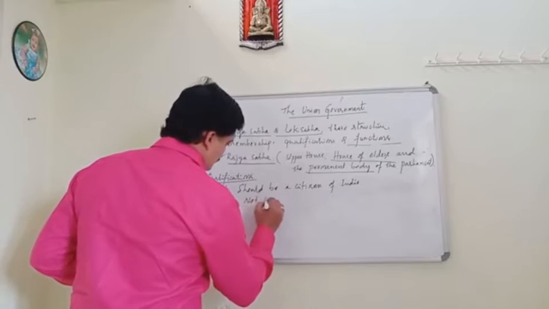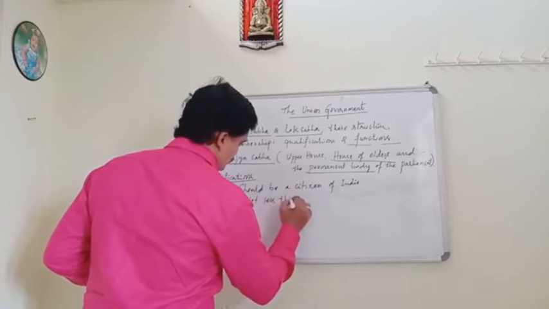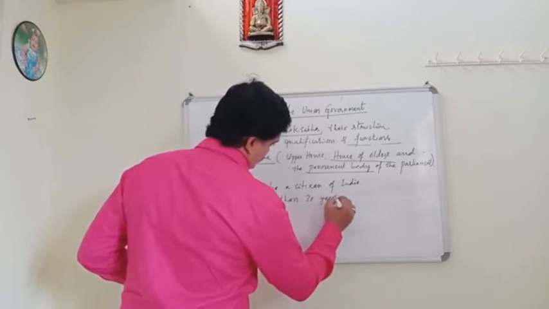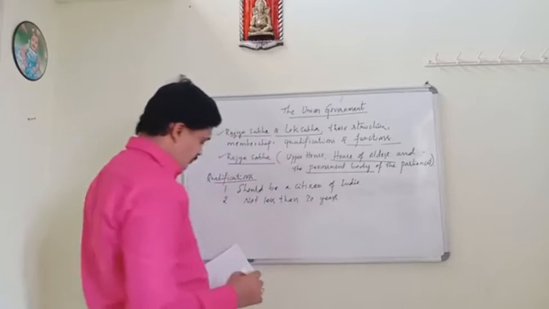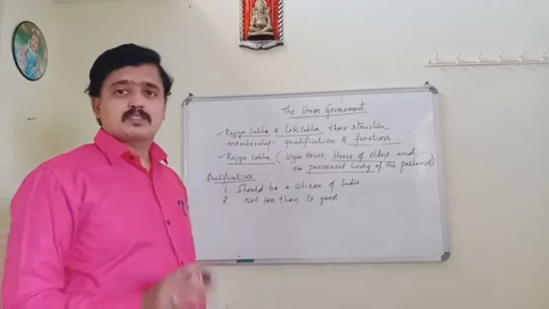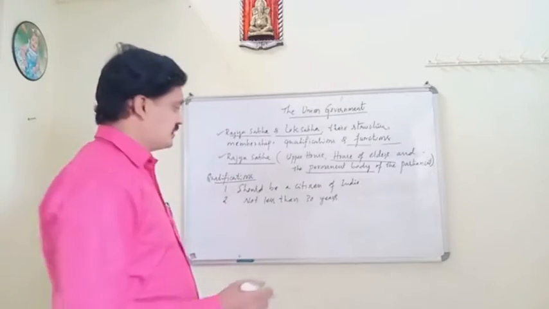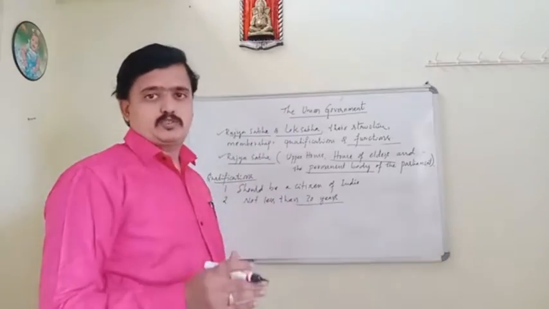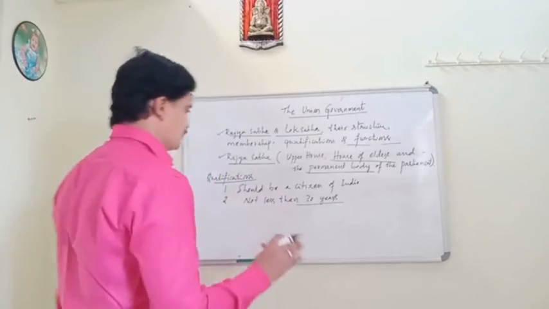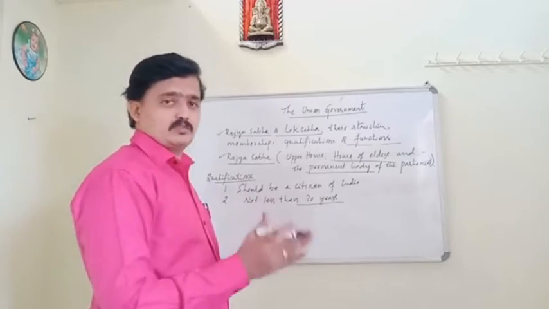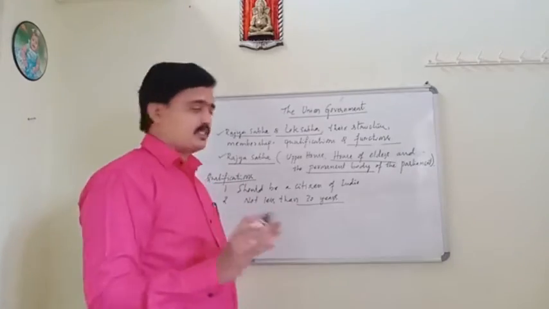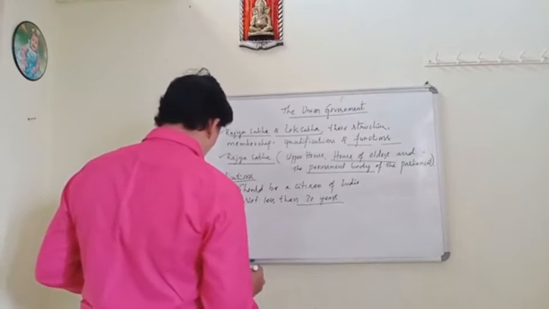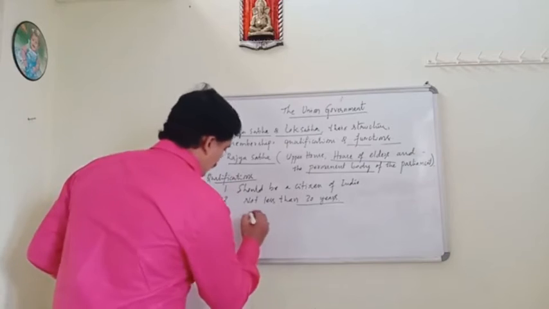Not less than 30 years. The member should not be less than 30 years, meaning he should have completed 30 years of age. More than 30 years, okay, but not less than 30 years. And the third one is, should not have been punished under the law.